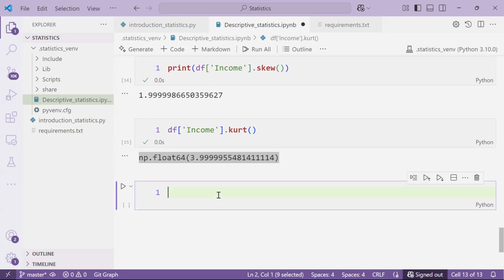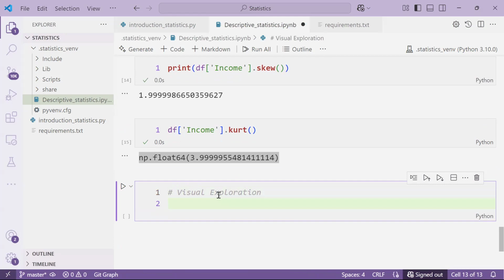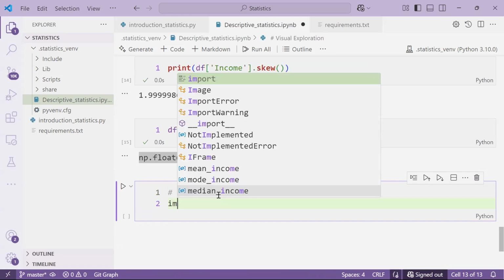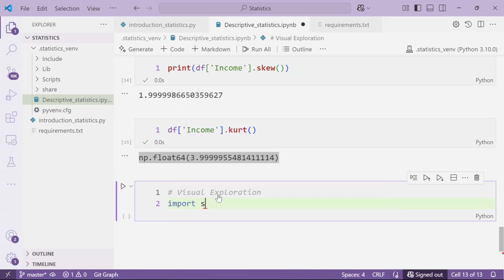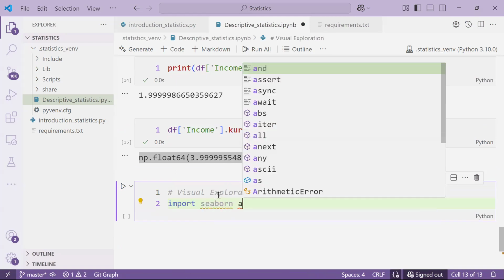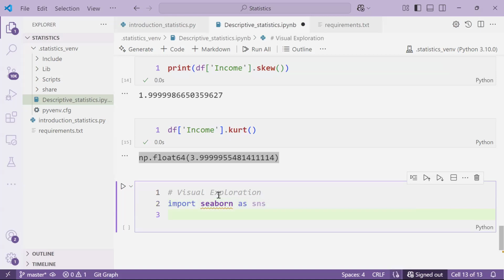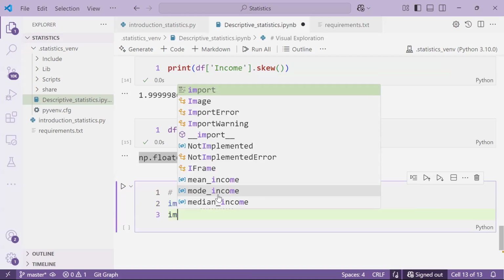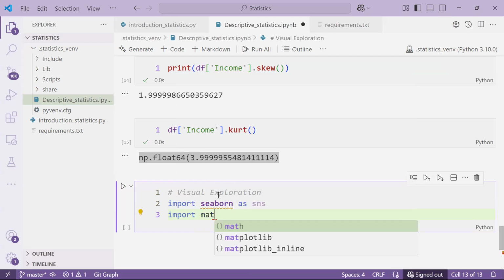With the help of visualization techniques, now I would like to show you some visual exploration. You might have your data itself. I'm going to use those things, but for visualization we can use Seaborn as sns. This is one of the libraries. And you can have one more library, that is matplotlib.